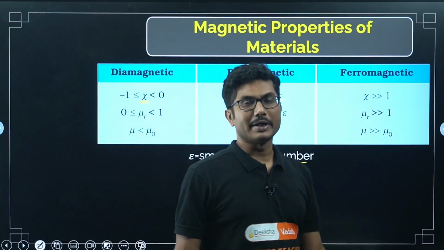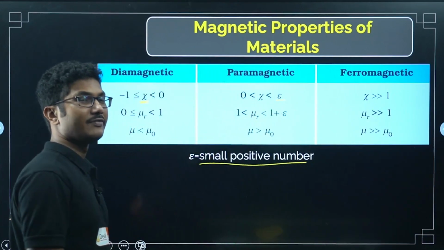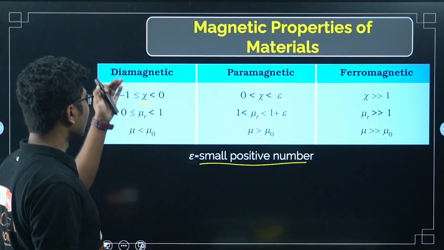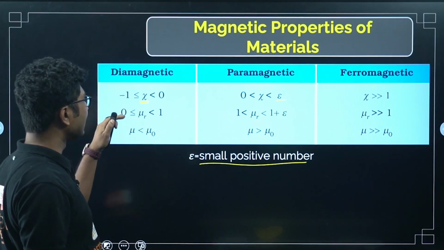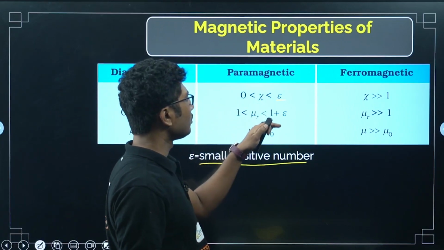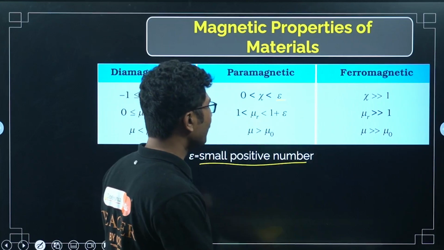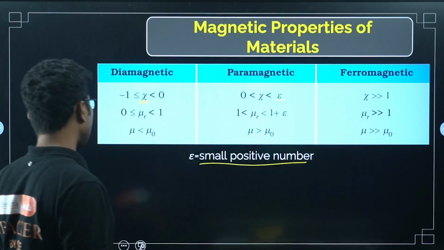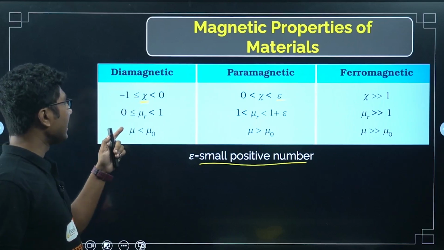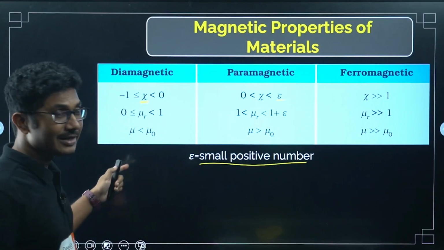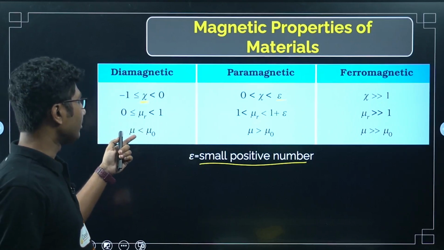For ferromagnetic material, susceptibility is very high. Similarly, the relative permeability for diamagnetic material is between 0 and 1. For paramagnetic it is between 1 and 1 plus this small value, and for ferromagnetic it is very much greater than 1. And for diamagnetic, the actual permeability is less than the permeability of free space.